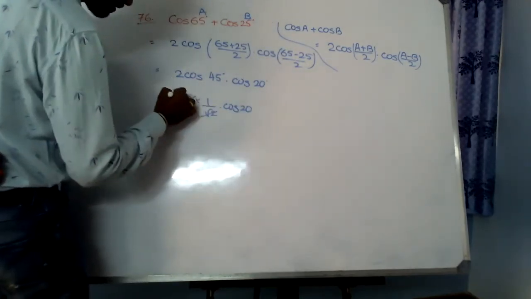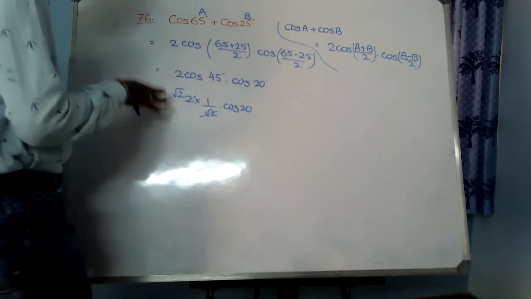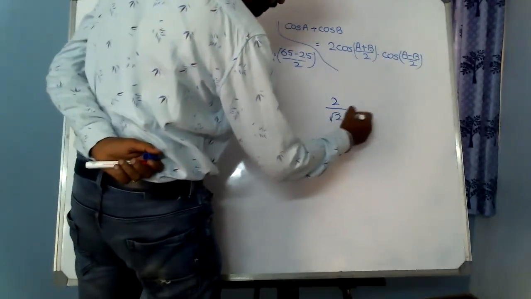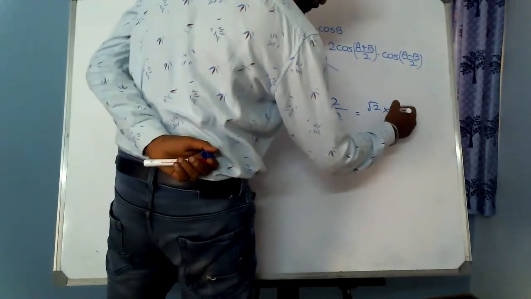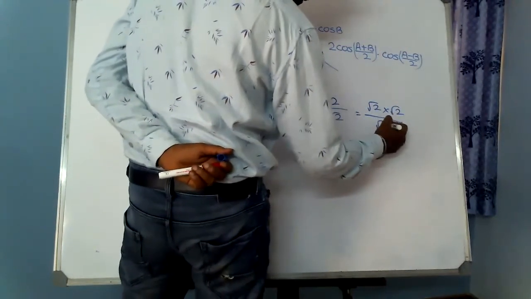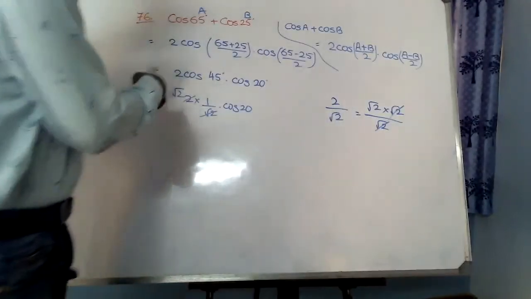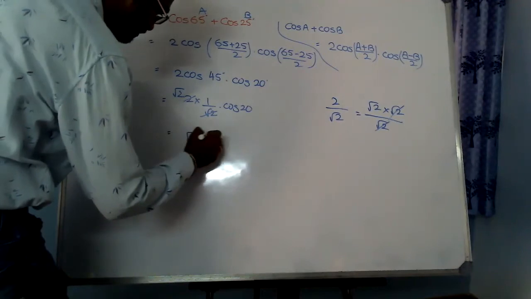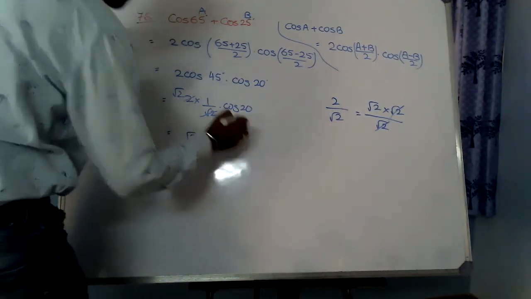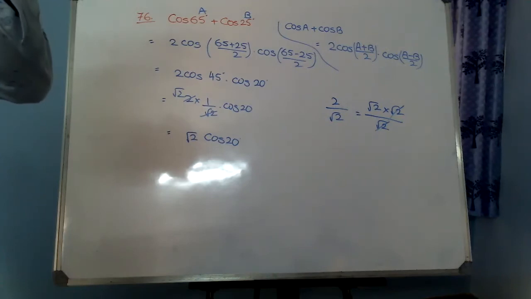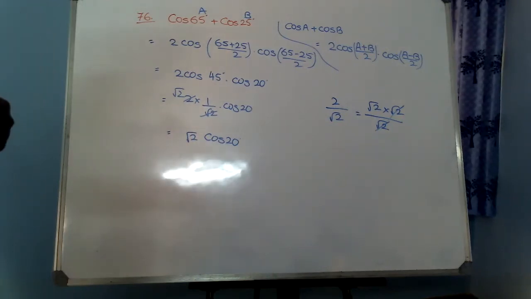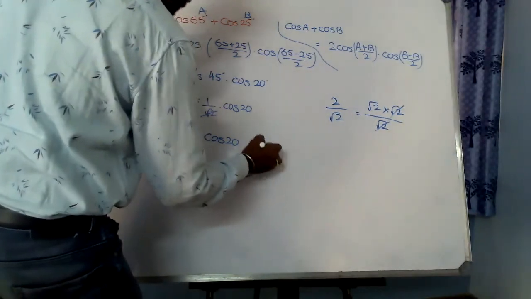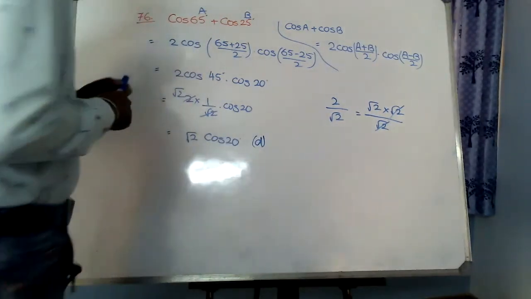You can cancel out root 2 times. Why? If this also confuses you, I'll tell you why. If it is 2 divided by root 2, 2 is made up of root 2 into root 2. Root 2 into root 2 gives you 2, right? So that will give you root 2 only. That's how I have cancelled it. So in case you got confused there, what you got here is root 2 cos 20. Do we have such an option in question number 76? Yeah, that is option D. So option D will be the right answer for this.